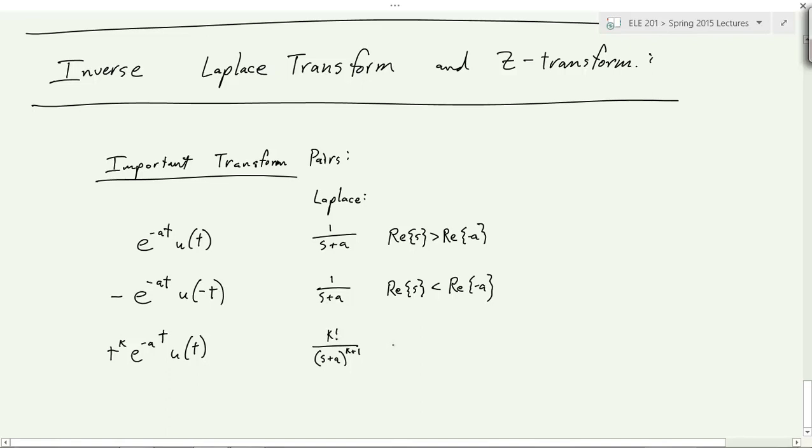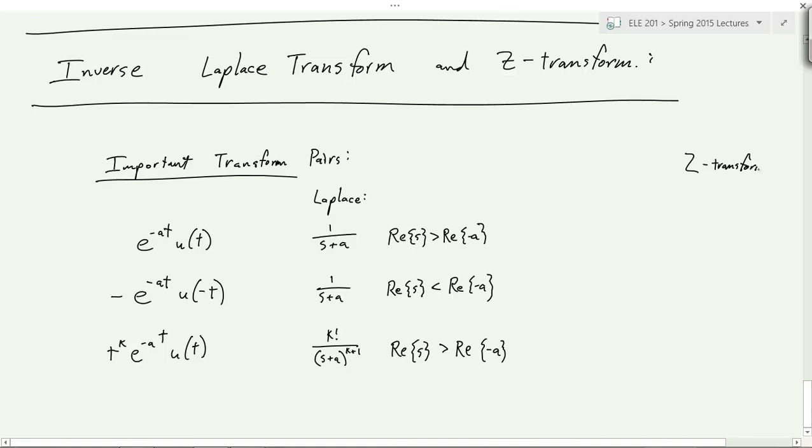Okay, and of course the real part of s is greater than negative a, and since we don't care about the non-causal version of this Laplace transform, I'm not even going to put it. Okay, so really that's all we need to know for Laplace transforms. Let's look at what we need for the Z transforms here.